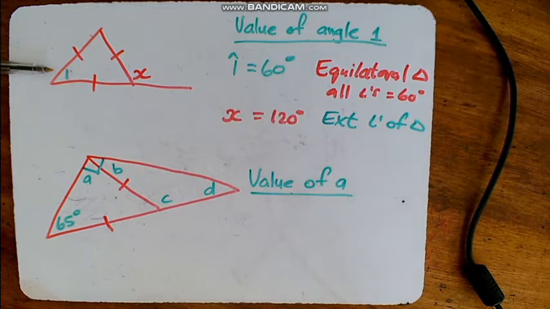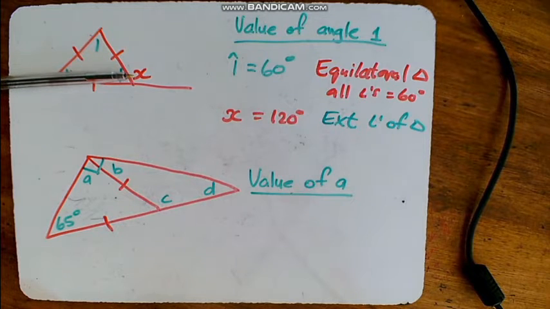Exterior angle of a triangle. Don't forget the angle right on top will also be 1. So the three angles are all 1, 1, 1. So they all have the same value. 60, 60, 60. 60 times 3 equals 180. The outside angle, called the exterior angle, will always be equal to the sum of the two opposite interior angles.